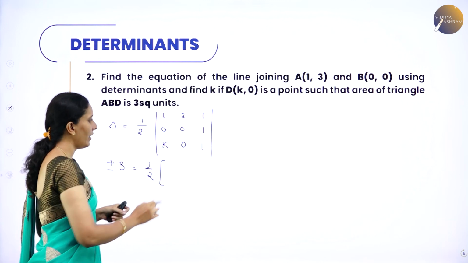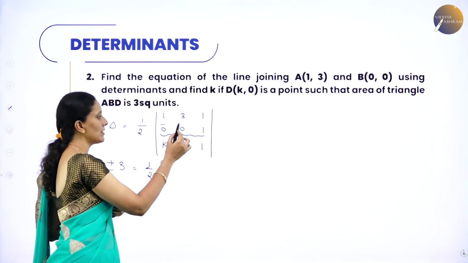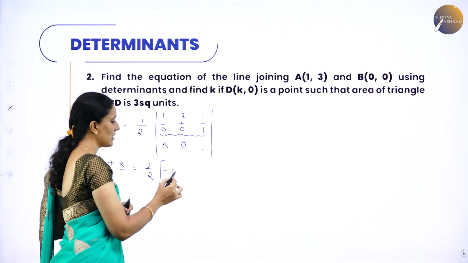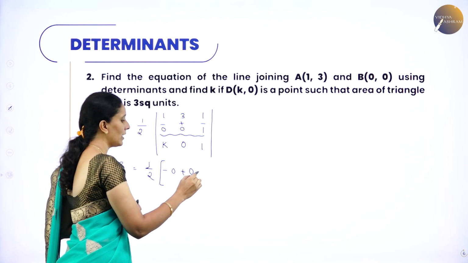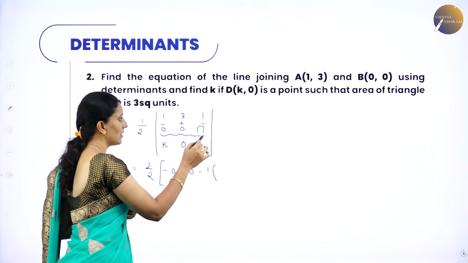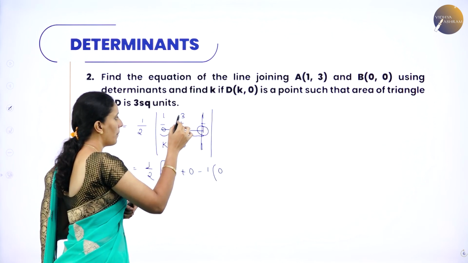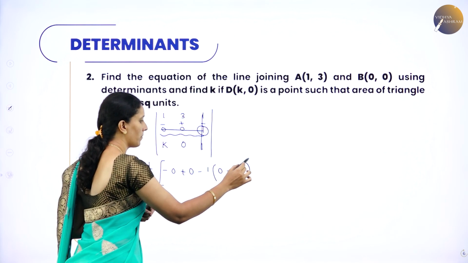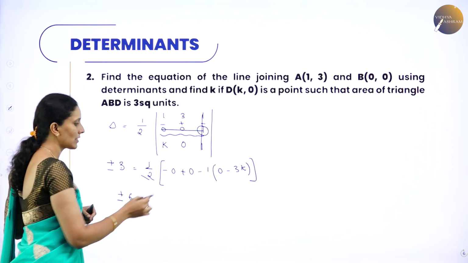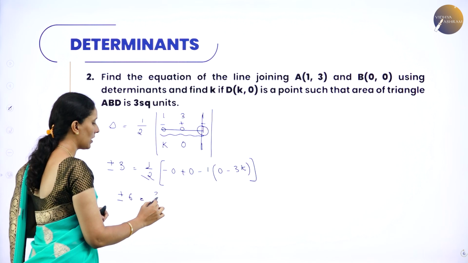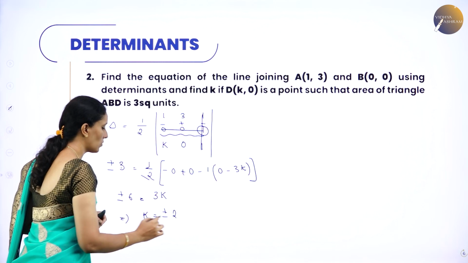Now let me expand it with the help of the second row. The second row signs are minus, plus, minus. So this becomes minus 0, and 0 into any determinant value is 0. Next is plus 0. Then it is minus 1. Delete the column and the row, so we get 1 into 0, 0, minus 3 into k, which is 3k. Now here this becomes plus or minus 6, because 2 into 3 is 6. Minus 1 into minus 3k becomes 3k. So this implies k is plus or minus 2.